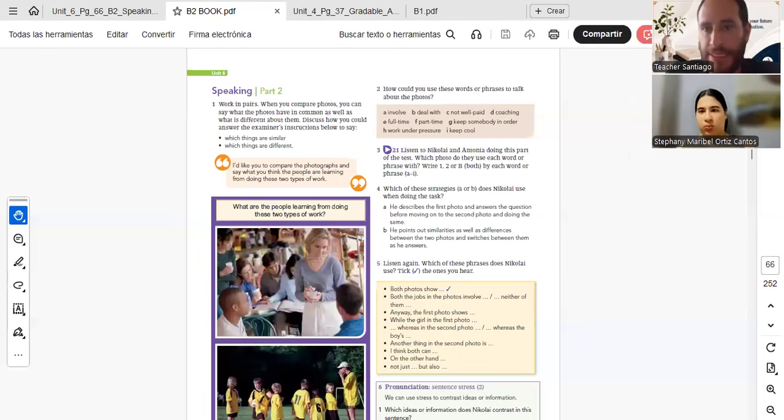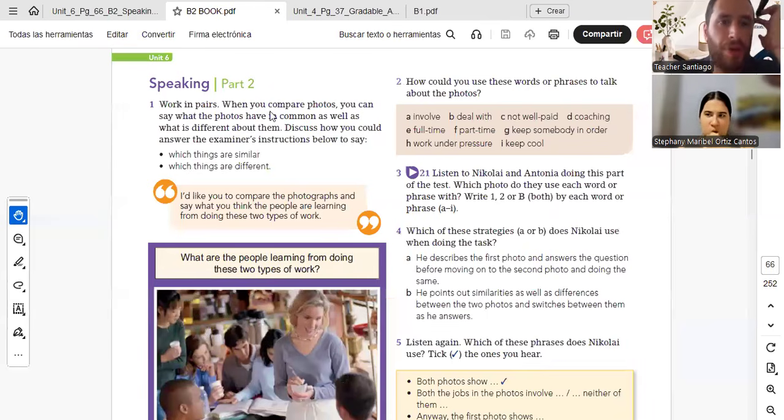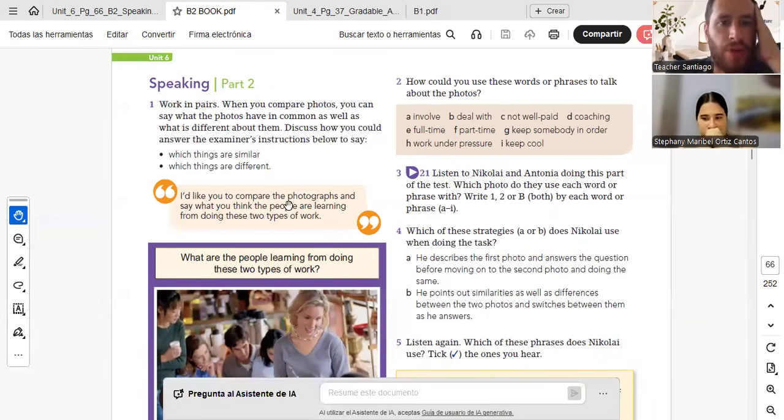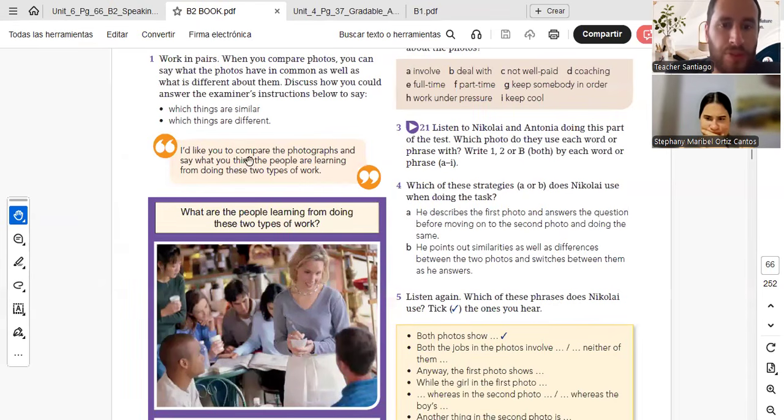So let's see. This is Unit 6, page 66. It says, work in pairs. When you compare photos, we're going to compare two photos, you can say what the photos have in common, as well as what is the difference about them. Discuss how you could answer the examiner's instruction below to say which things are similar, which things are different. I like you to compare the photograph and say what you think the people are learning from doing these two types of activities. So this is the task.